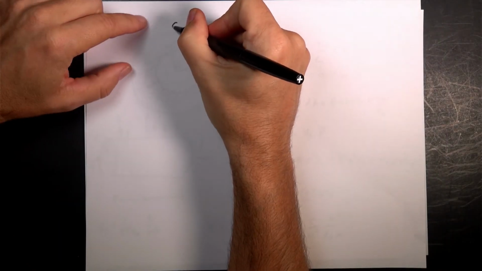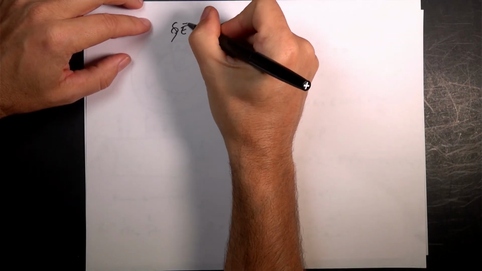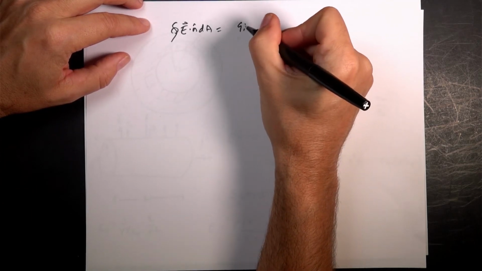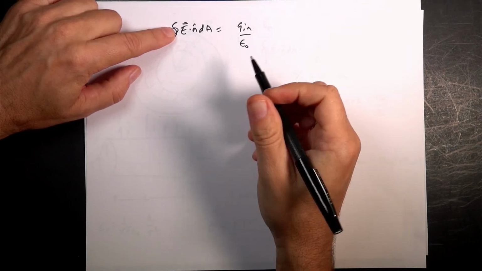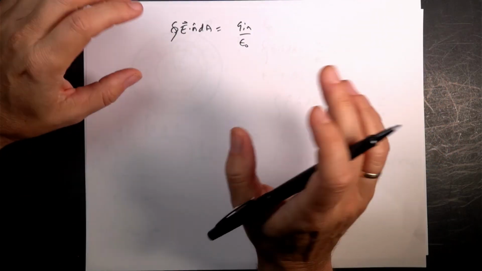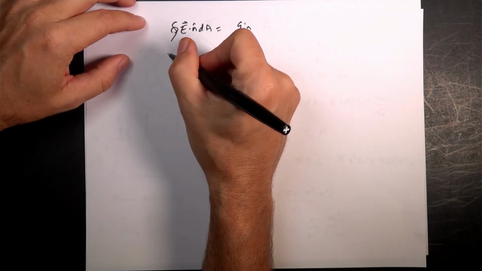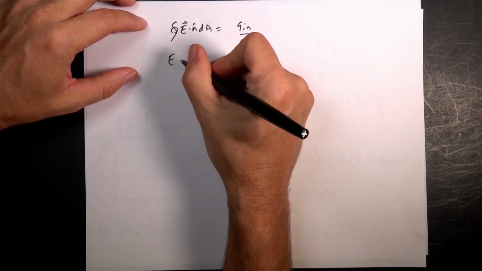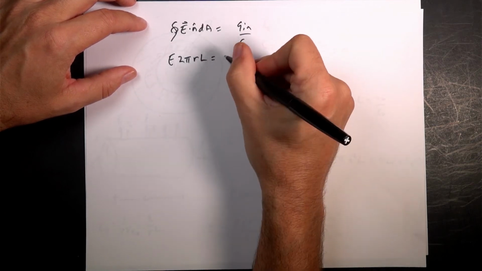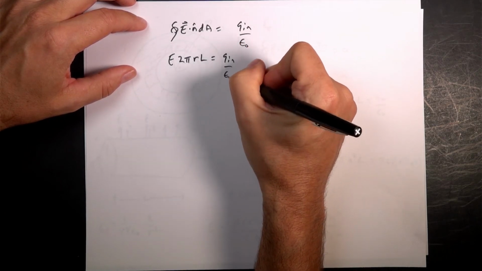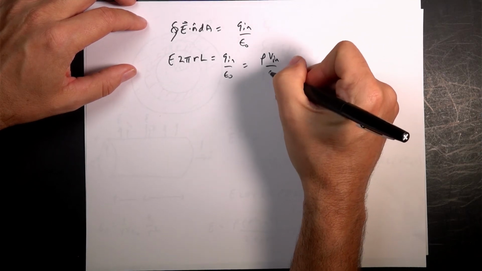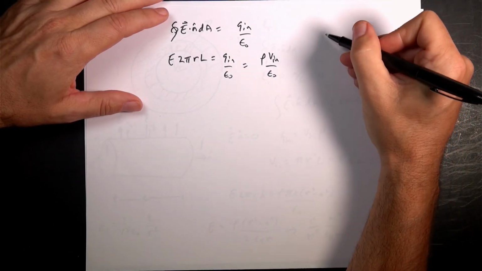So I have the integral of E dot n hat dA equals Qn over epsilon naught. So this is going to be the same thing. The end caps have 0, and this is the length L, and the side has constant E, so it's going to be E times the area of the side, which is 2 pi rL, and that's going to be Qn over epsilon naught, and that's also going to be rho times Vn over epsilon naught.